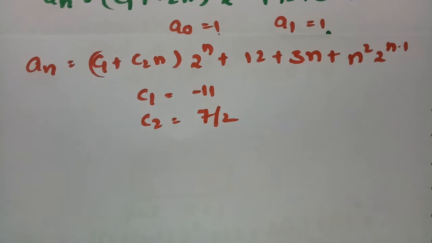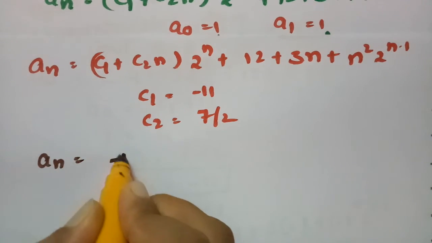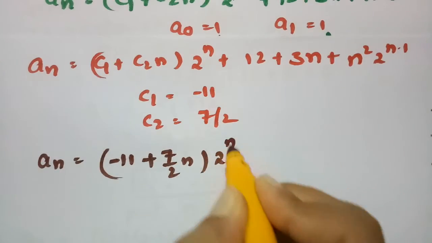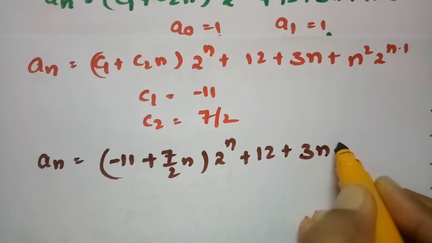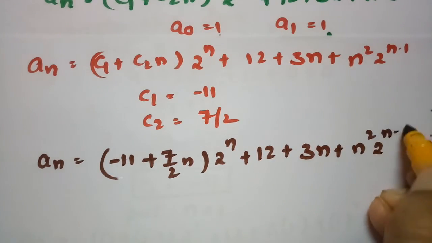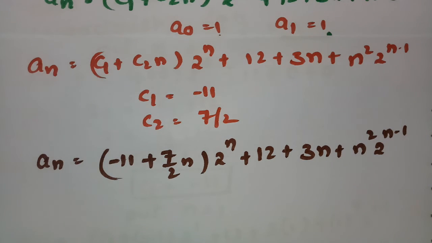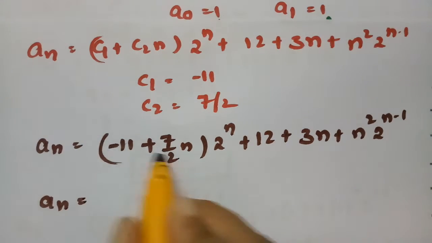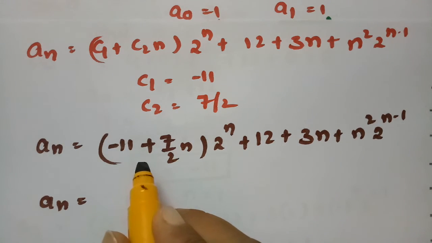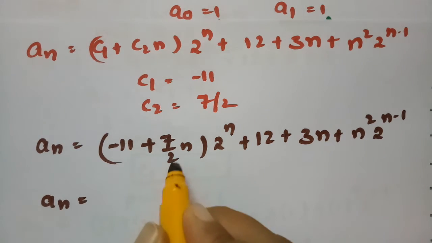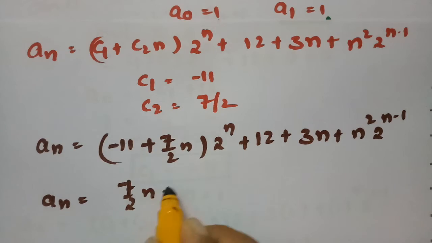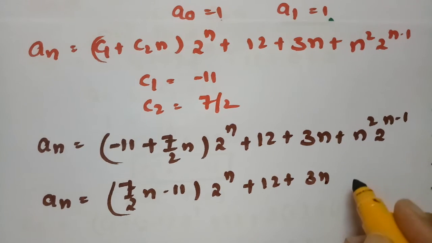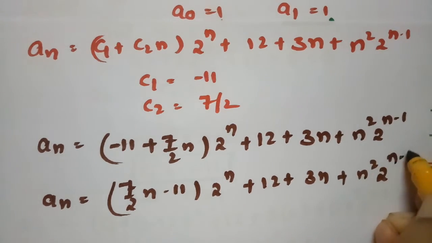So an value will be, what is C1? Minus 11 plus 7 by 2n into 2 power n plus 12 plus 3n plus n square into 2 power n minus 1. We can write this as an is equal to, if I take 2 as LCM and calculate, 7n minus 11 into 2 power n over 2 plus 12 plus 3n plus n square into 2 power n minus 1.